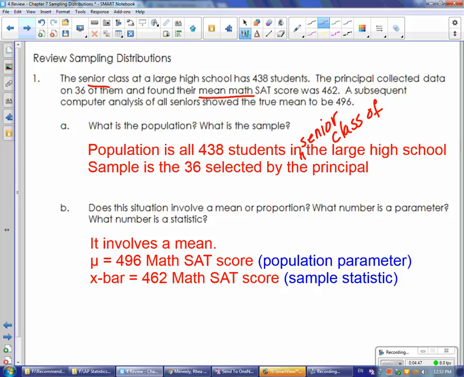Mu is going to be the mean for the whole school, or at least for the seniors, for the population, and that's 496. It says all seniors have a true mean of 496. That's mu. That's our population. X bar is going to be the sample statistic, and that is going to be the mean of my sample, which is 462. That's going to be my sample statistic.